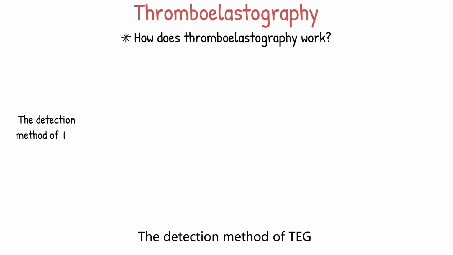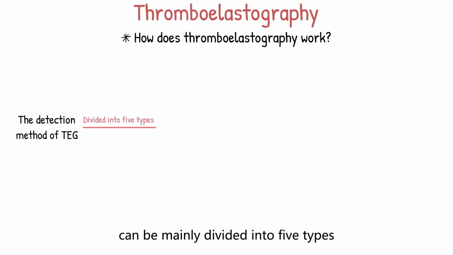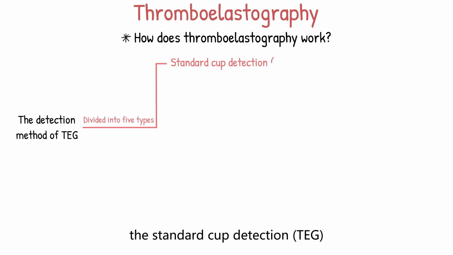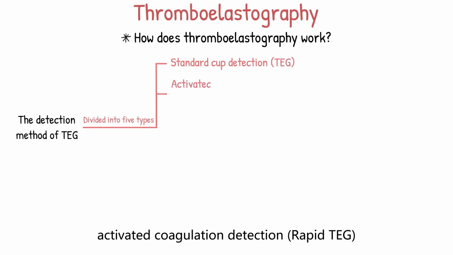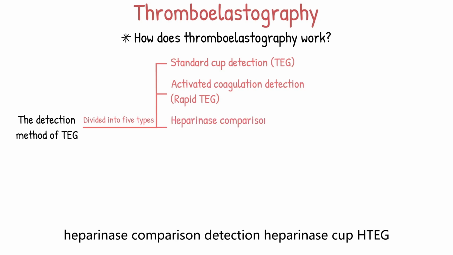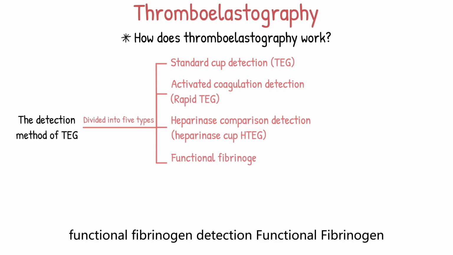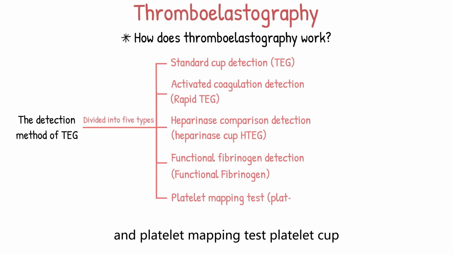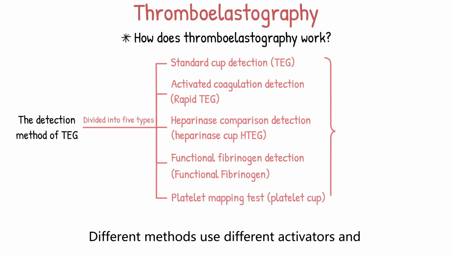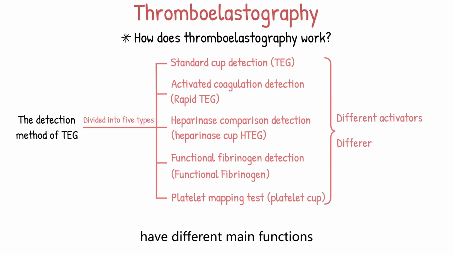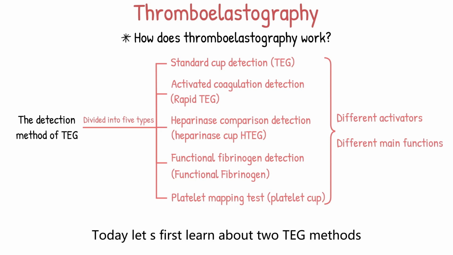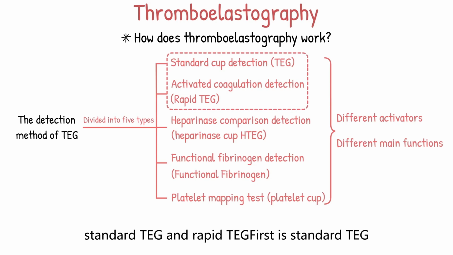The detection of TEG can be mainly divided into 5 types: the standard cup detection, or TEG; activated coagulation detection, or rapid TEG; heparinase comparison detection, or heparinase cup, or HTEG; functional fibrinogen detection, or functional fibrinogen; and platelet mapping testing, or platelet cup. Different methods use different activators and have different main functions. Today, let's first learn about 2 TEG methods: standard TEG and rapid TEG.